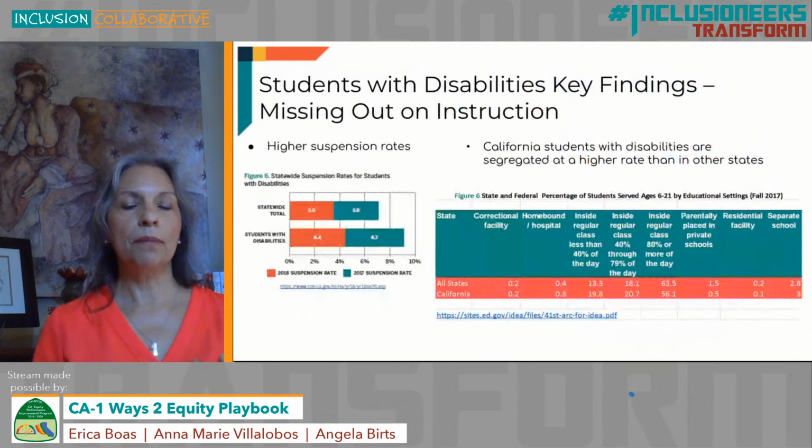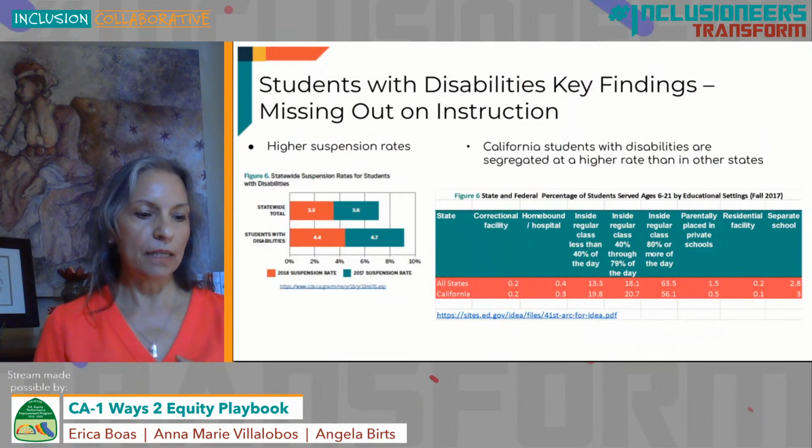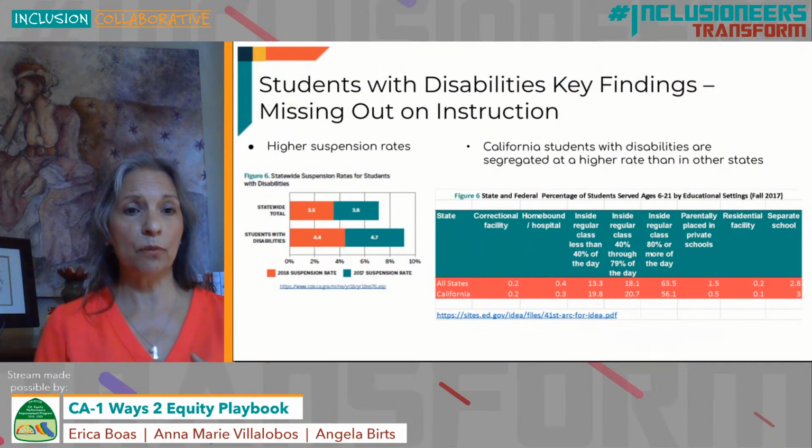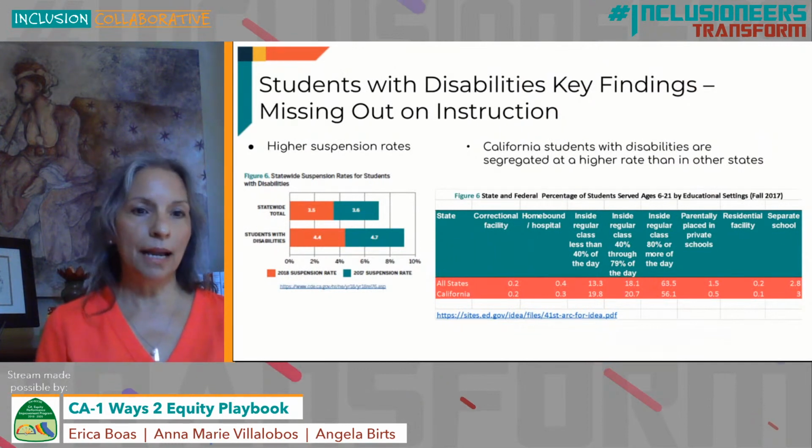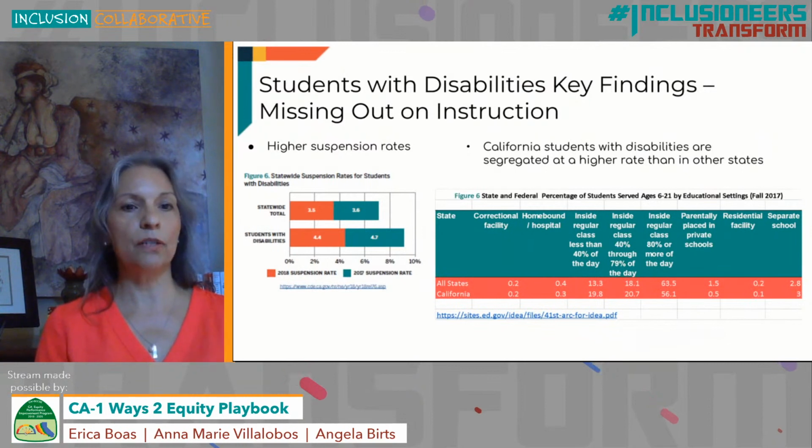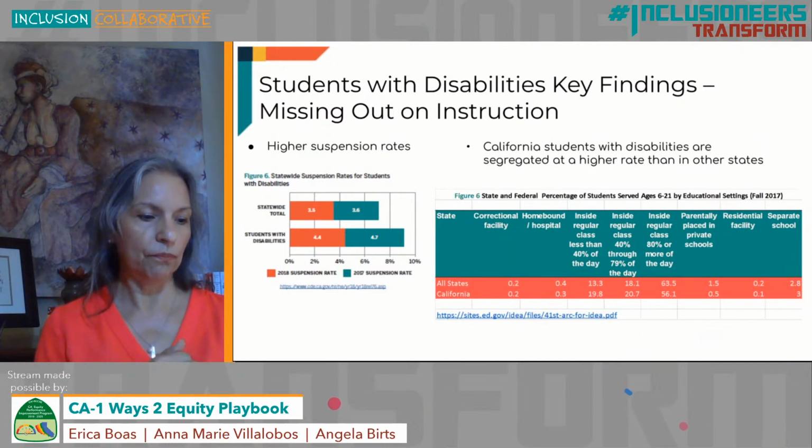So in looking at this, one of the key findings is that some students with disabilities are missing out on instruction, and they're missing out on that rigorous general education, grade level instruction a lot of times, because they have higher suspension rates. If you're suspended, you're not in class. So that is a real big issue for our students with disabilities. And Angela specifically addressed this for Black students with disabilities, but this is true for all of our students with disabilities, that they are suspended at a higher rate.